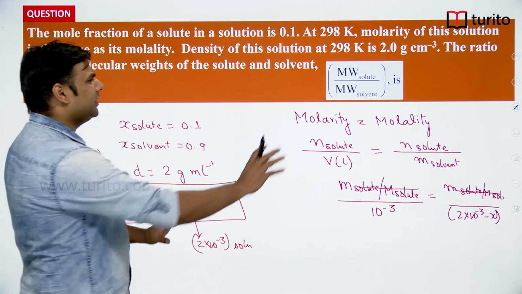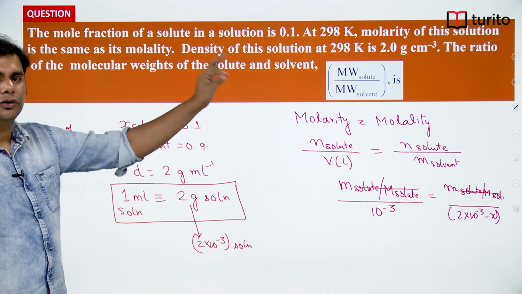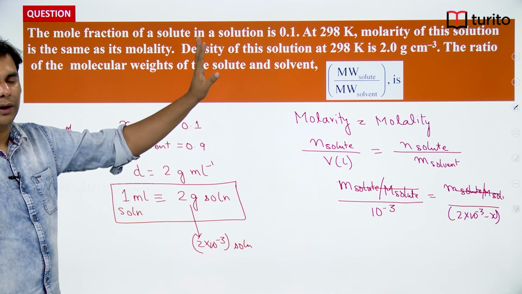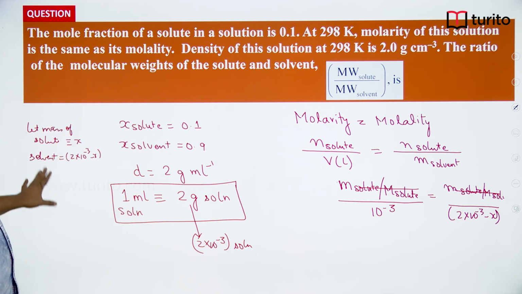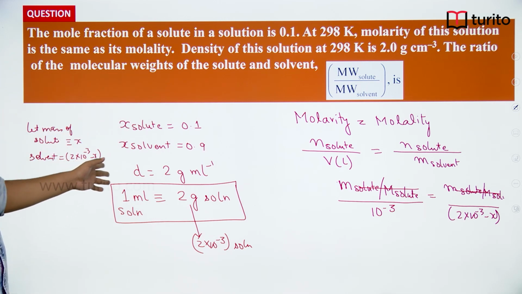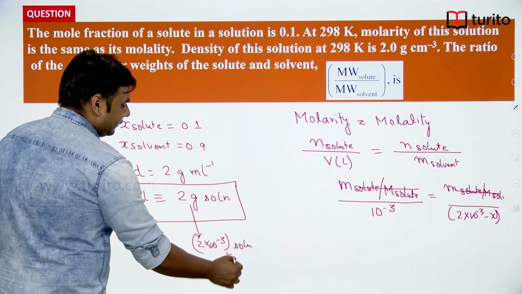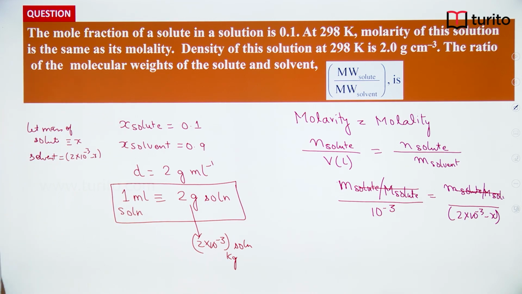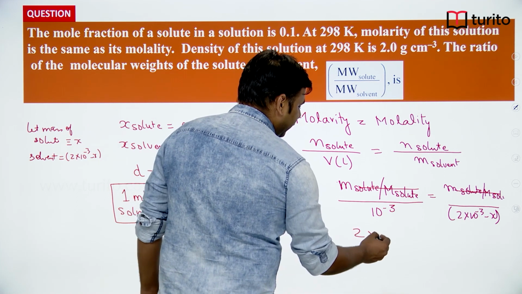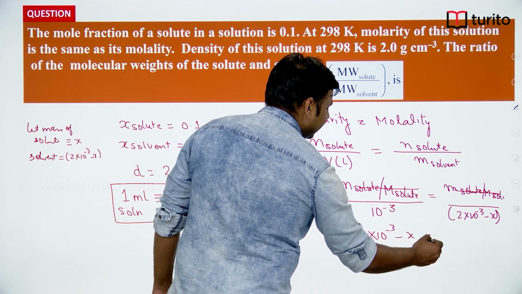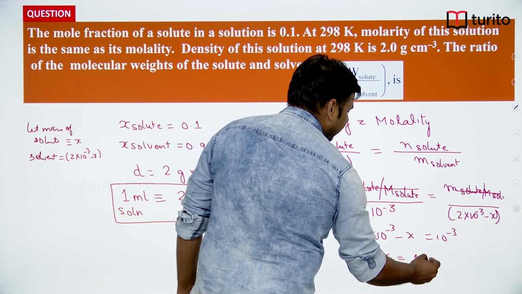Okay, so I'm just using this data, that 2 gram per ml, because nothing is given in the question. So we'll say that 1 ml of the solution is weighing 2 grams. So total mass of the solution is 2 gram. Let us assume that the mass of solute is x. So the mass of solvent would be 2 into 10 raised to minus 3 minus x, because the mass of the total solution is 2 into 10 raised to minus 3 kg. So I will say that 2 into 10 raised to minus 3 minus x is equal to 10 raised to minus 3. So x would be 1 into 10 raised to minus 3.